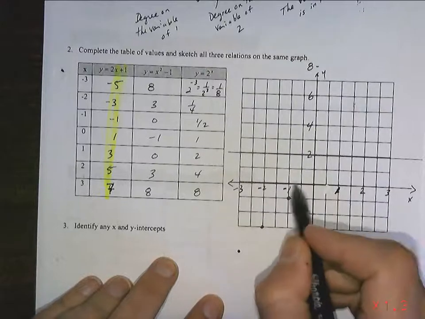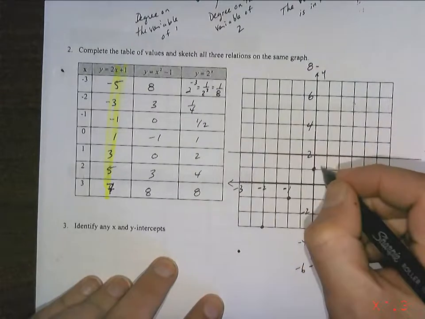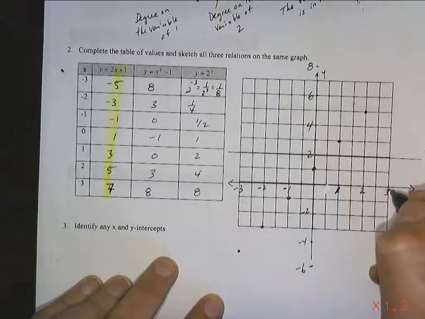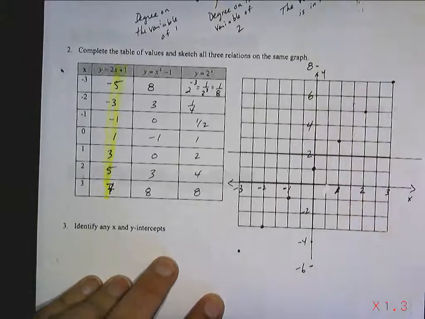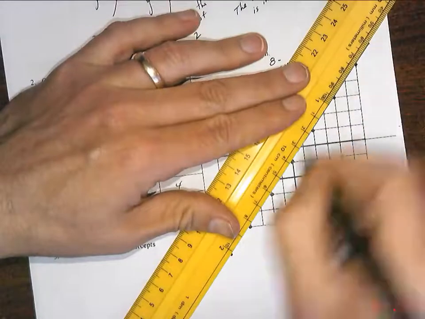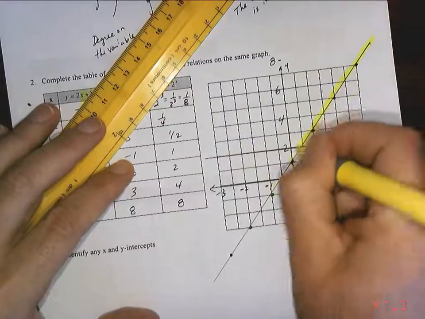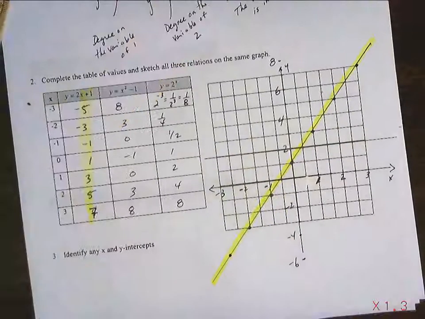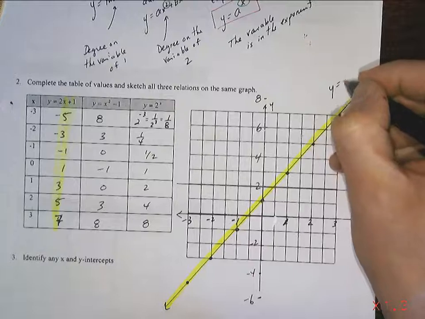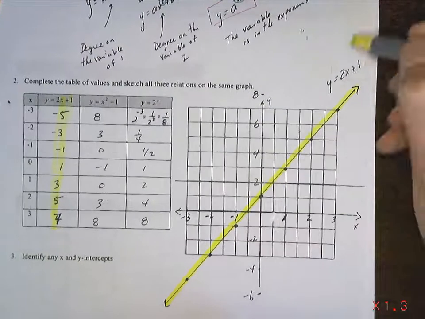-2, -3. -1, -1. 0, 1. 1, 3. 2, 5. And 3, 7. And we get, not surprisingly, a line. Hence, it was a linear function. That really shouldn't be surprising to anyone. We get this guy. And that really should not be surprising given that its equation was that. So that's grade 9.